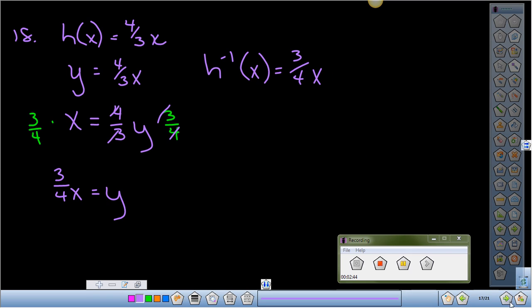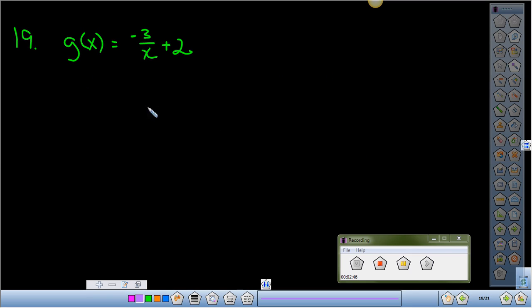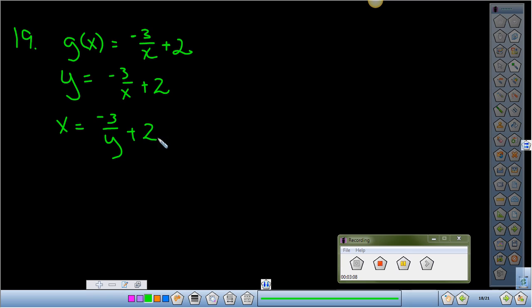Moving on to question 19. This one's almost like question number 20. It's almost identical. So again, let's just swap out the g of x for the y and do the little swap. x is equal to negative 3 over y plus 2. And now I'm going to subtract 2 from both sides. x minus 2 is equal to negative 3 over y.